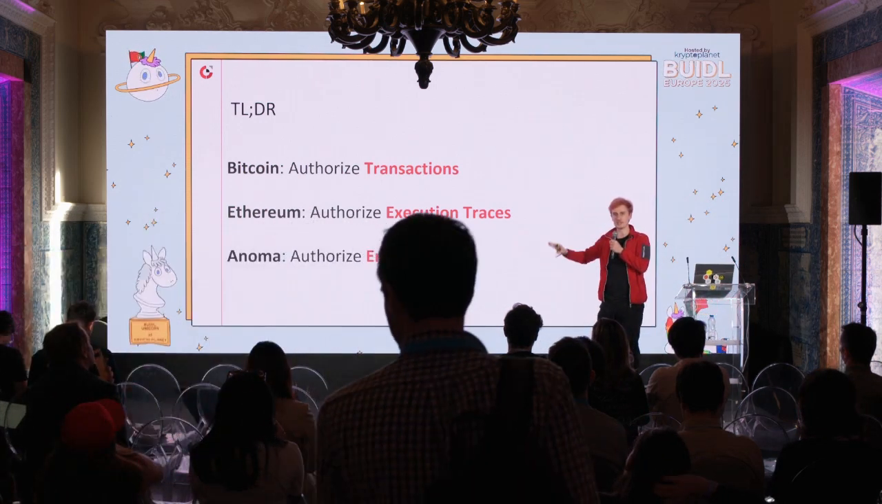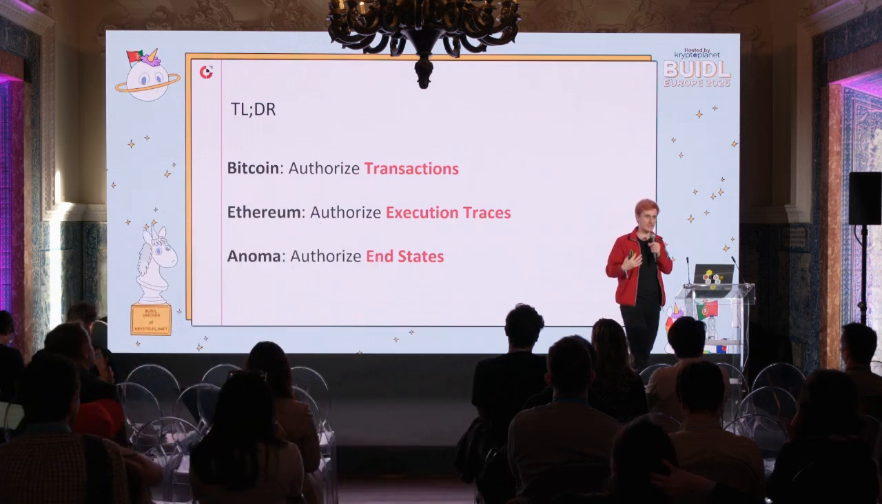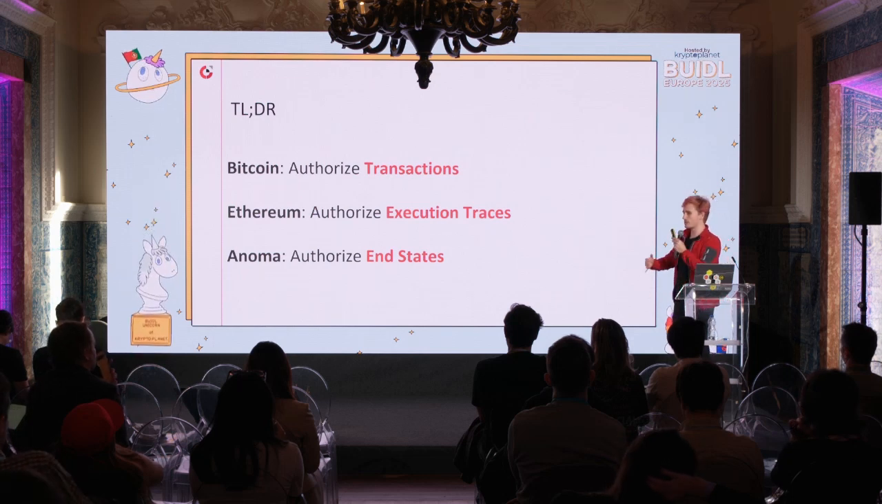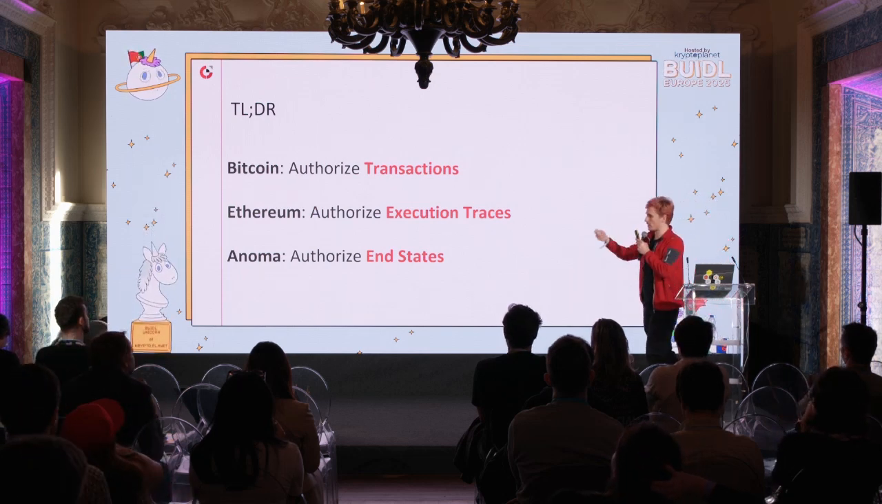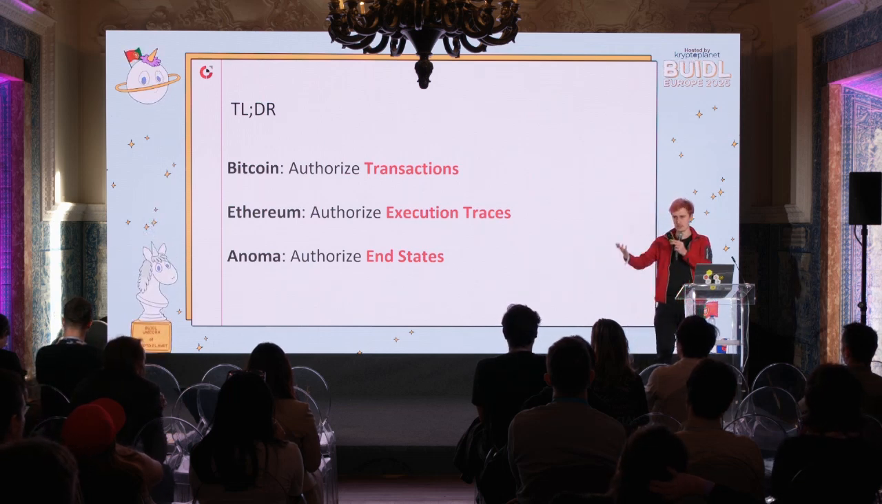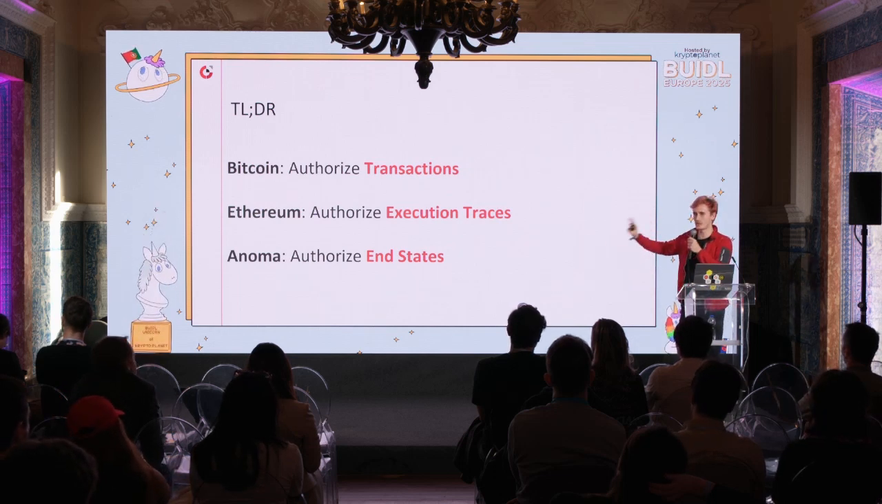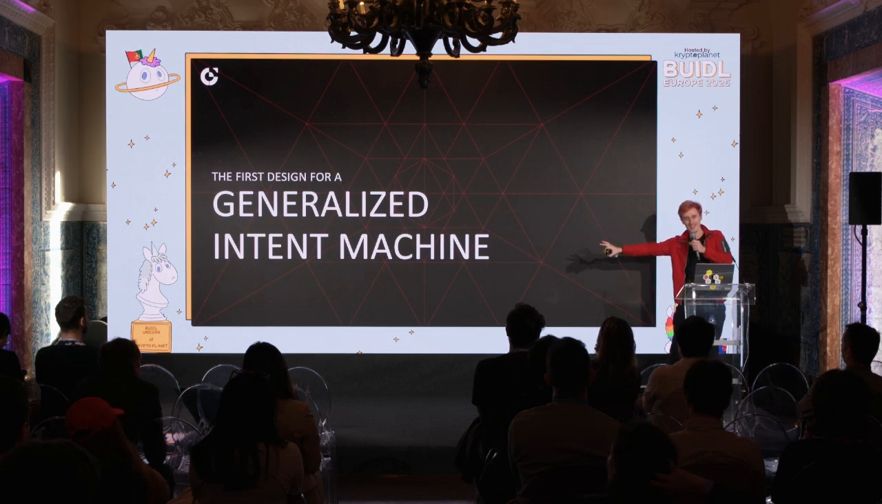You sign over the specific thing that you're willing to hold in the future. You can think of this as a state change plus a condition: I currently hold some ETH and I'm willing to hold X amount of Bitcoin if and only if the weather in Paris is nice. You can make them arbitrarily complex, and this is also one of the big differences. Anoma is the first generalized intent machine.